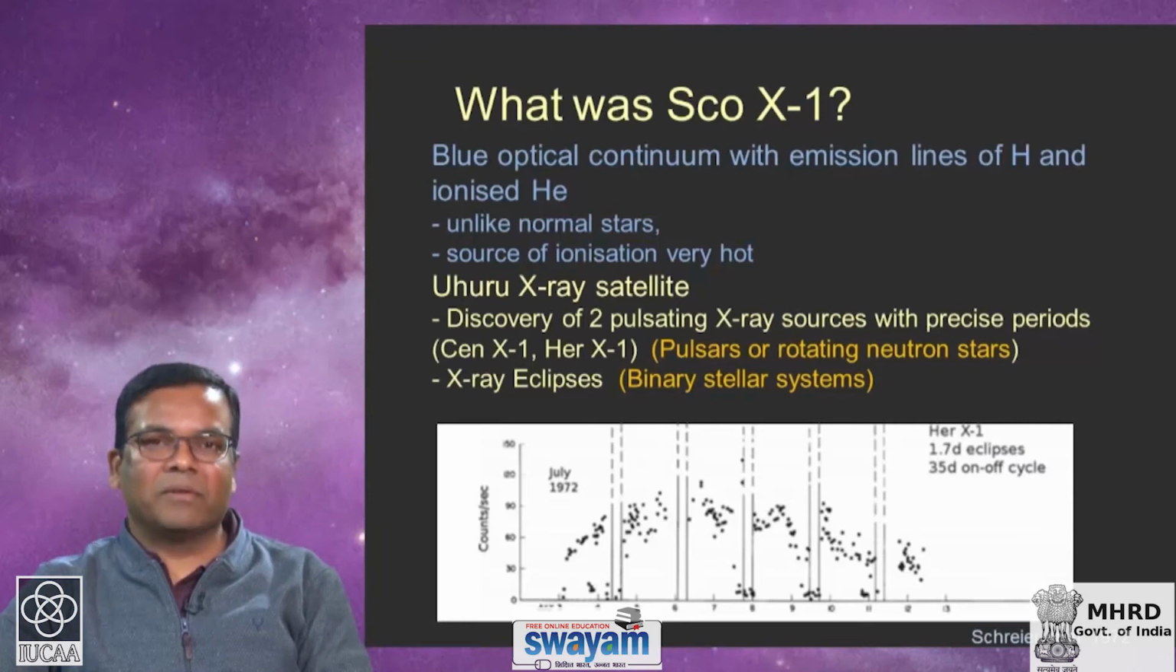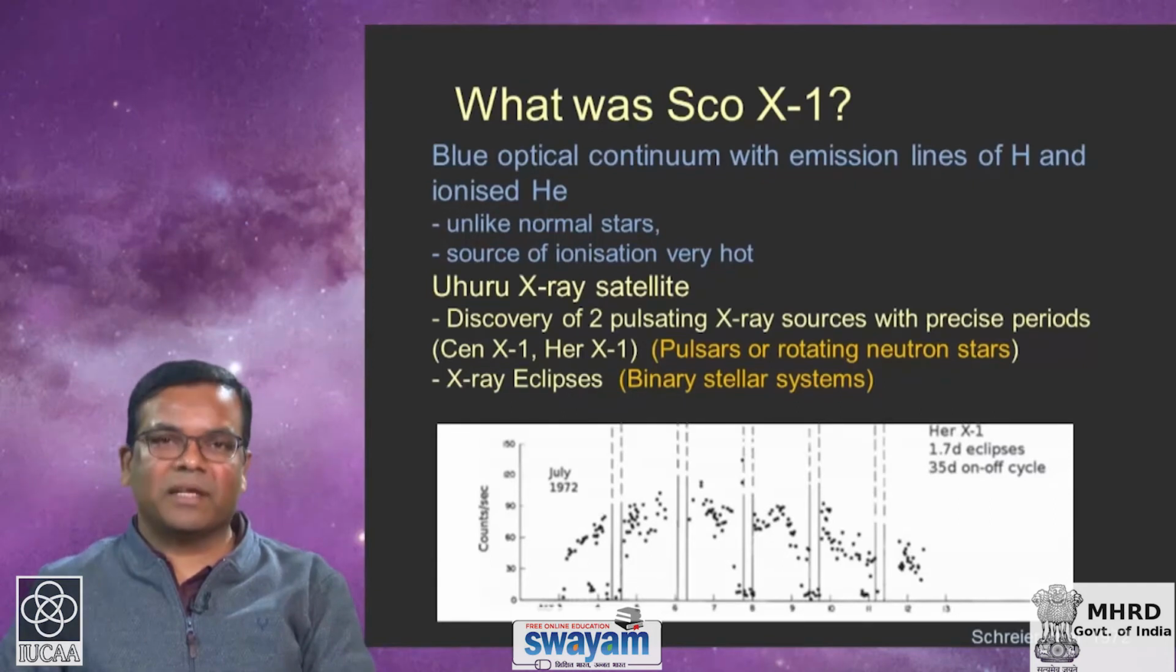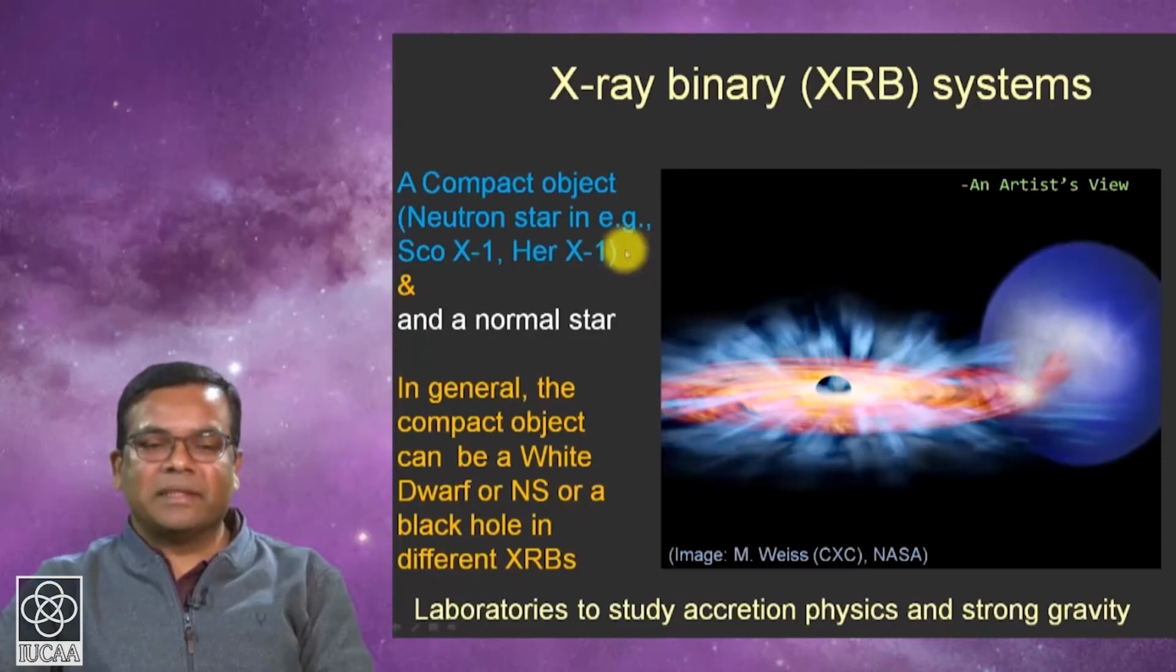The Uhuru X-ray satellite played an important role in understanding the nature of these sources. Uhuru discovered two pulsating X-ray sources with precise periods. These sources were Centaurus X-1 and Hercules X-1. The pulsations with precise periods, which were very short, demonstrated that these sources must contain rotating neutron stars. These sources also showed X-ray eclipses, demonstrating that they must be binary stellar systems in which one of the components is a neutron star. The binary systems giving rise to strong X-ray radiation are known as X-ray binaries. In these binary systems, one of the objects is a neutron star, for example in Scorpius X-1, Hercules X-1, or Centaurus X-1, and the other star is a normal star.